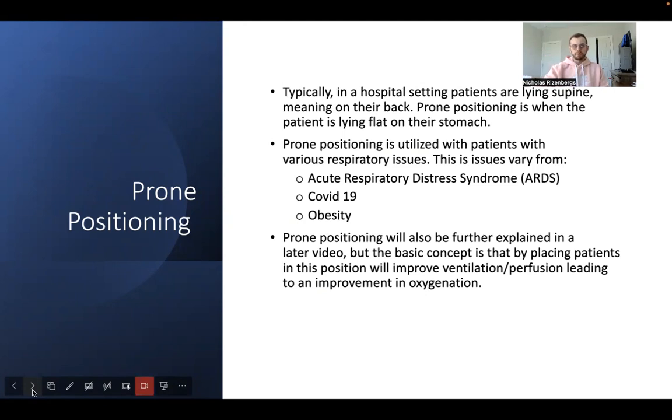So it is utilized with patients with various respiratory issues. These issues vary from acute respiratory distress syndrome, COVID-19, and some patients just with obesity, because of all the weight on their body and on their lungs, they cannot ventilate properly. Prone positioning will also be further explained in a later video, but the basic concept is that placing patients in this position will improve ventilation and perfusion, leading to an improvement in oxygenation, which is overall the goal.